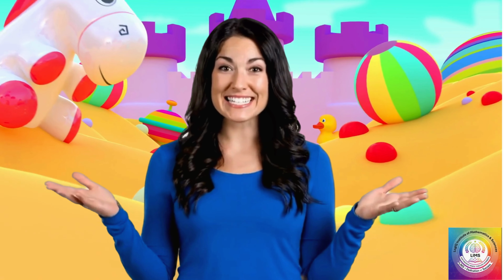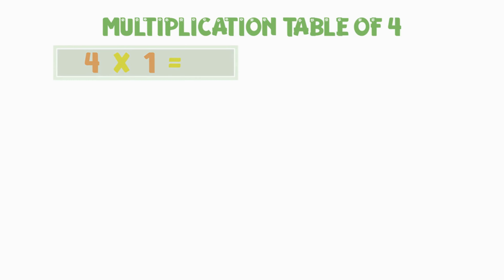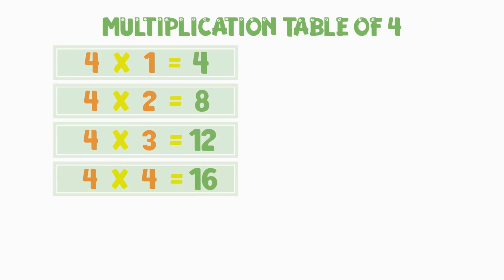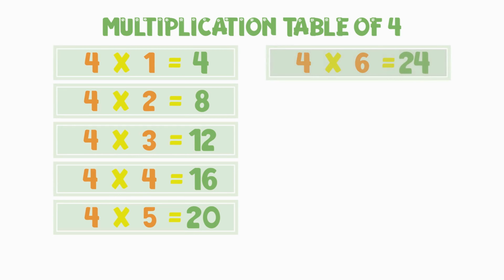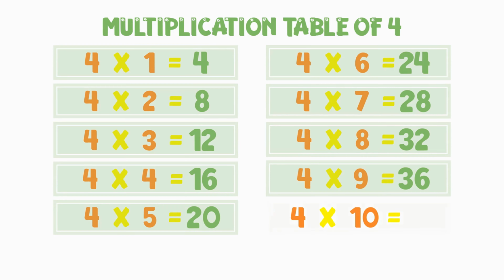Now, let's recite it one more time together. 4 ones are 4. 4 twos are 8. 4 threes are 12. 4 fours are 16. 4 fives are 20. 4 sixes are 24. 4 sevens are 28. 4 eights are 32. 4 nines are 36. 4 tens are 40.